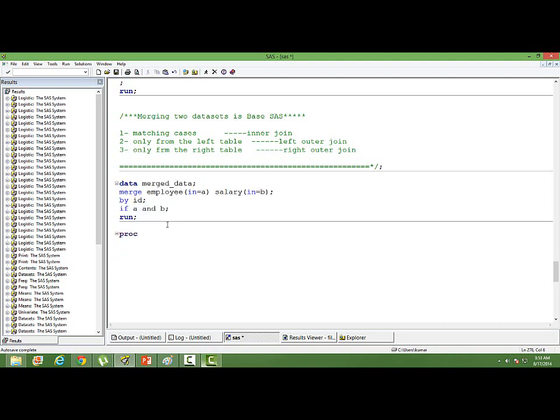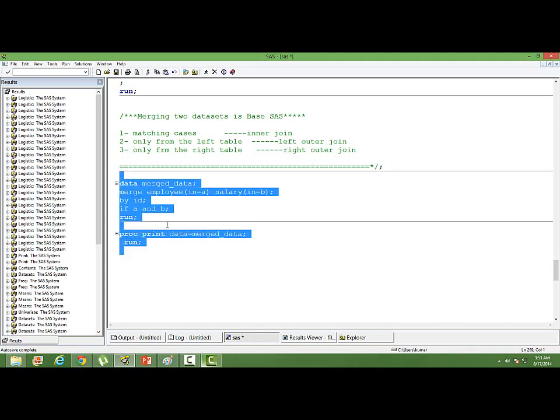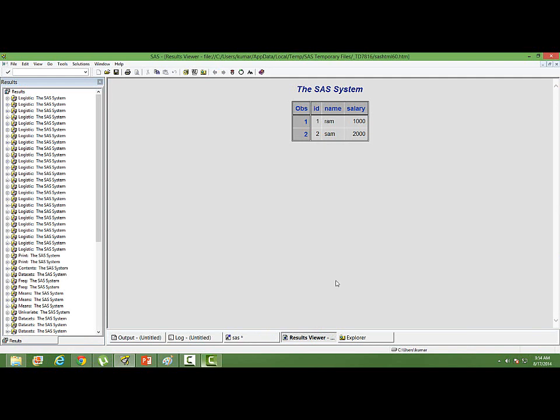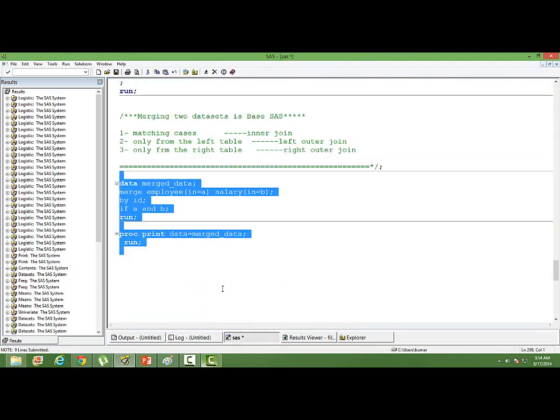Let us print the final data. That's right, so we were expecting this. On the screen you can see only ID 1 and 2 are present in both the datasets. So only the matching cases are there in the final dataset.